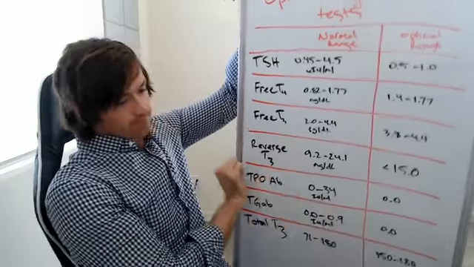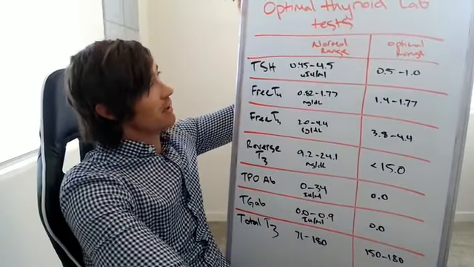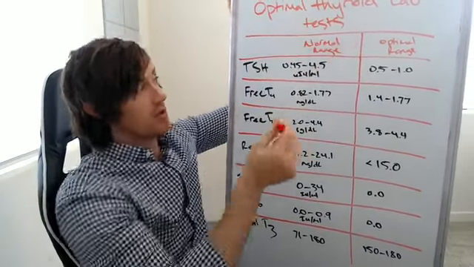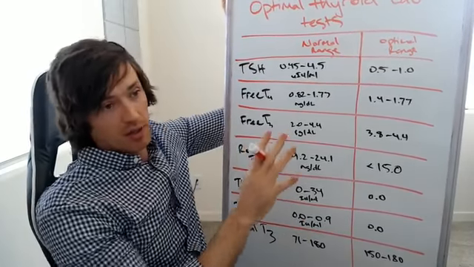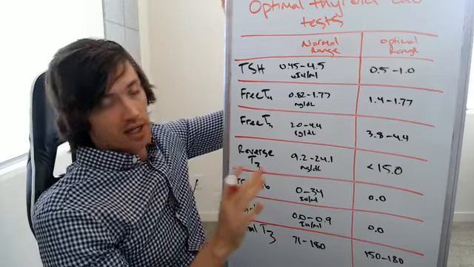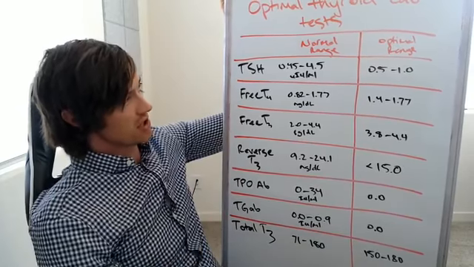But today is about the thyroid. More specifically, it is about the optimal thyroid lab test. So what we're going to do is I'm going to show you, and I'll explain this. It might look a little bit intimidating at first, but it is actually really easy to understand. Let me just explain it here.